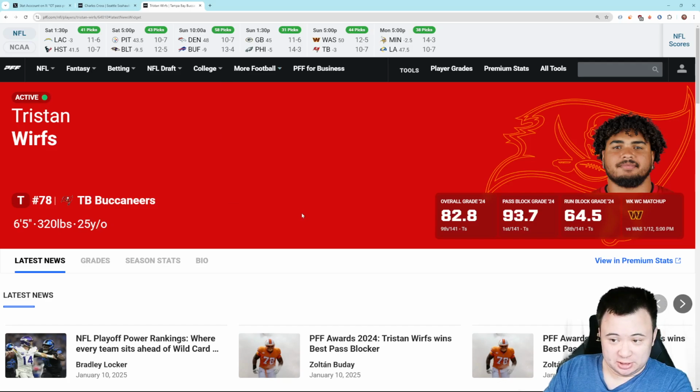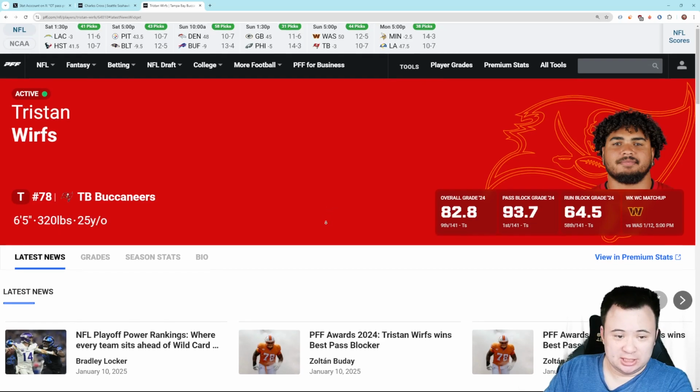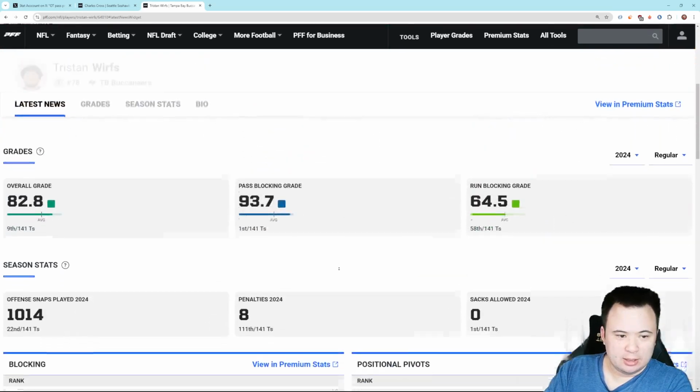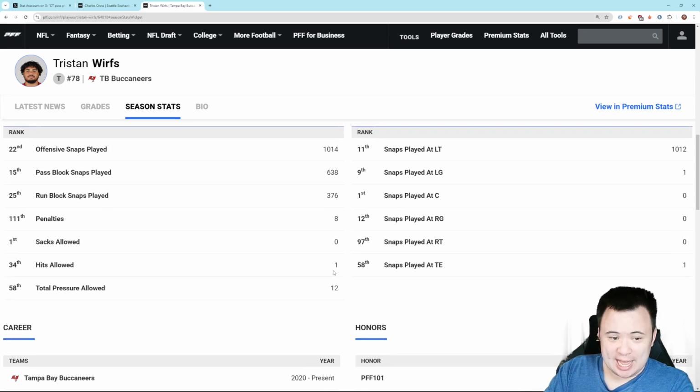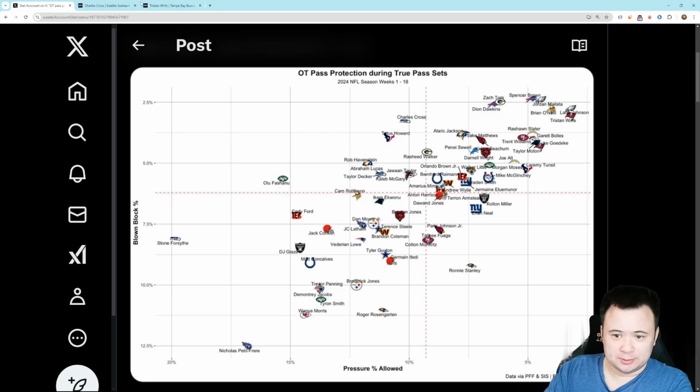Tristan Wirfs, first team All-Pro left tackle this year, considered to be the best tackle in the NFL. Pressures, 12. He only played 16 games, so we're talking about 3/4 of a pressure per game, right? 0.75. So Charles Cross is allowing, on average, an extra 2 pressures per game compared to Wirfs. That's more than 3.5 times the pressure allowed of Wirfs.